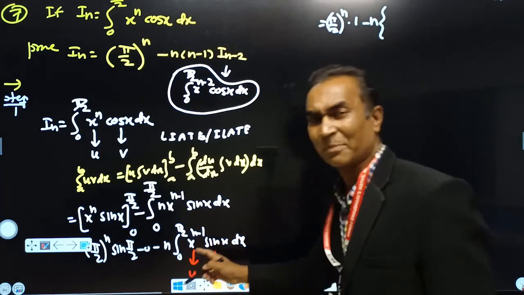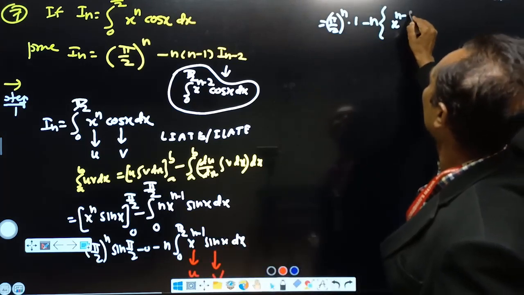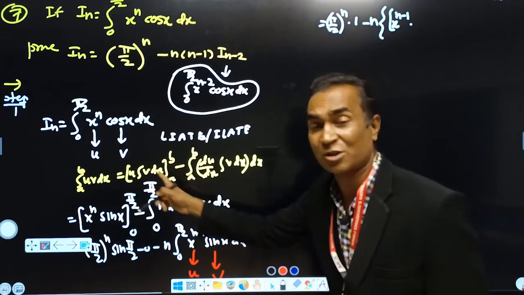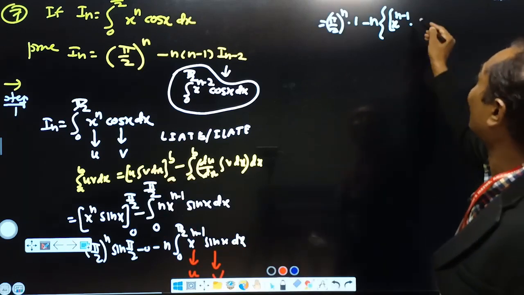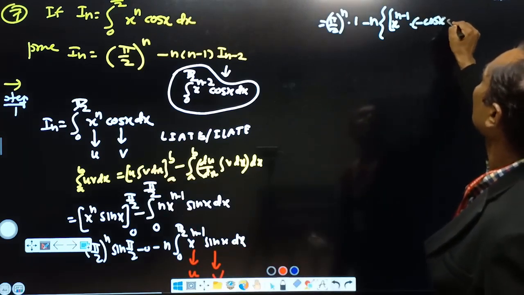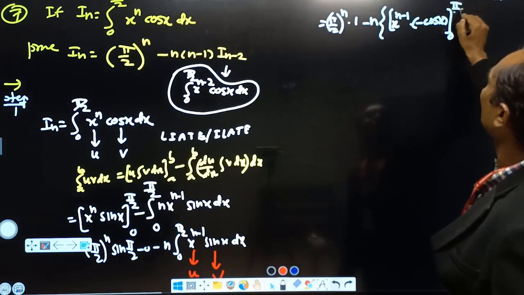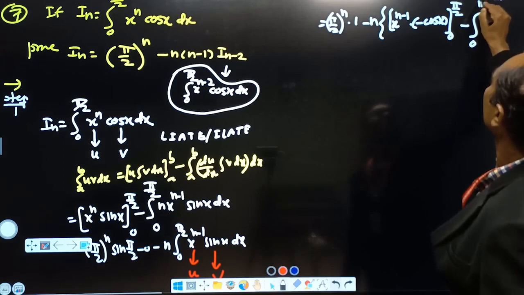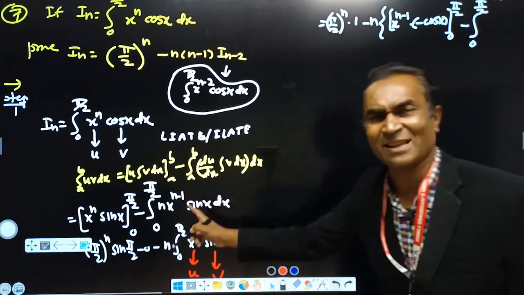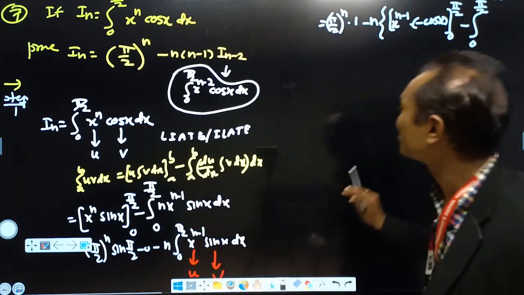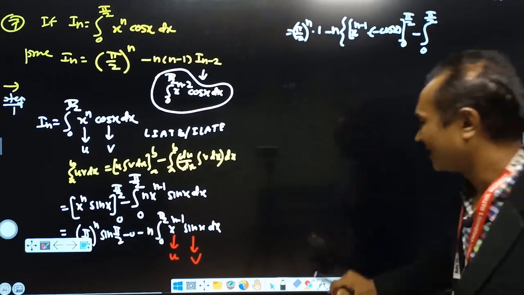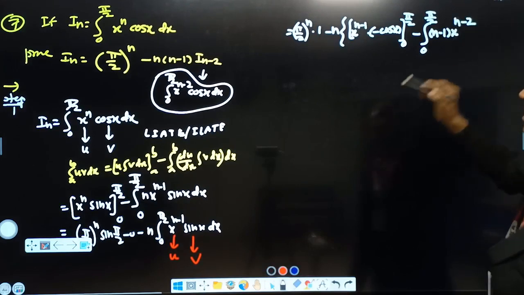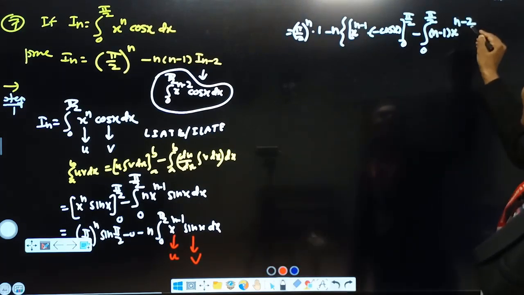Tell me, u means x raised to n minus 1. What is integration of sin? Integration of v, integration of sin is minus cos. Range 0 to pi by 2, minus 0 to pi by 2. Derivative of x raised to n minus 1 is power in front, x with power reduced. And what is integration of sin? Minus cos.